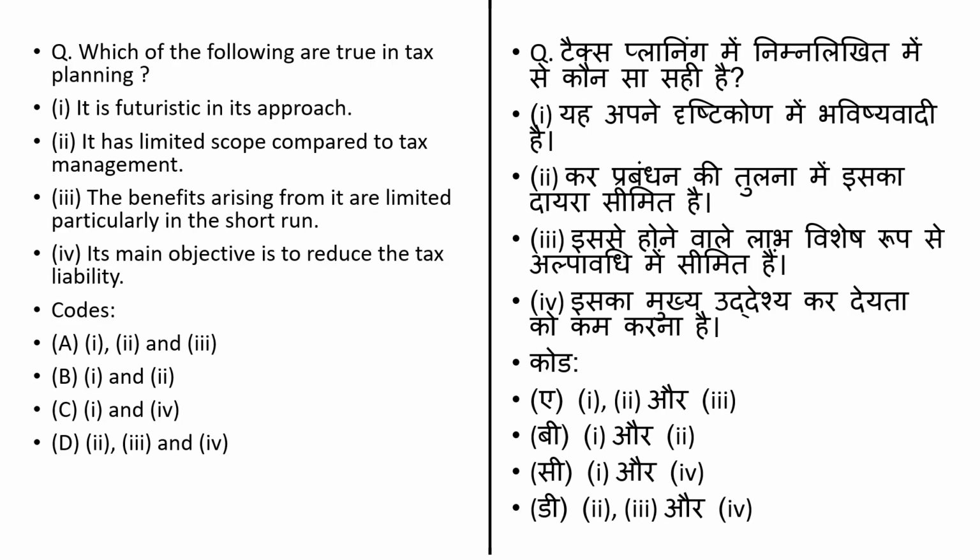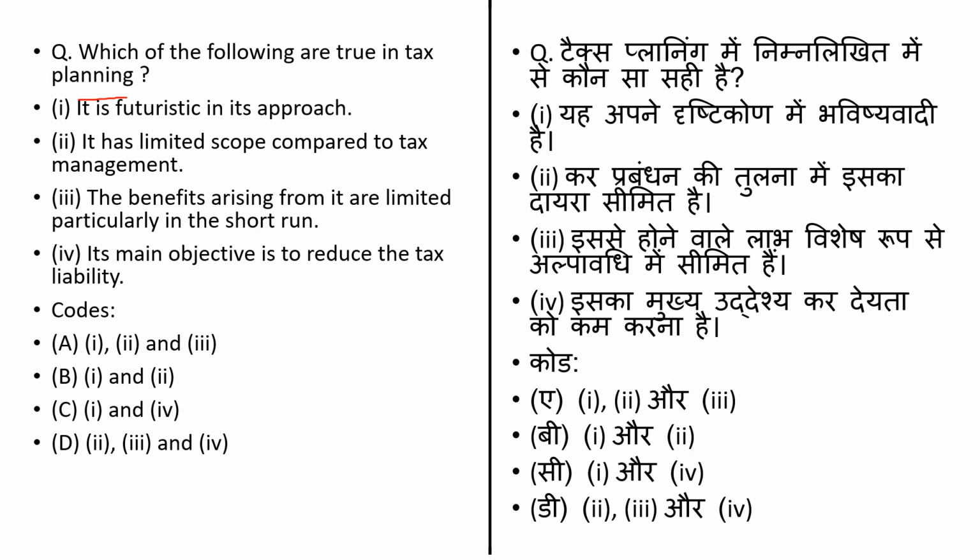Which of the following are true in tax planning? In this question they ask which is true in case of tax planning. To answer this question, first of all you have to know what tax planning is. Tax planning can be defined as an arrangement of one's financial and economic affairs by taking complete legitimate benefit of all the deductions, exemptions, allowances and rebates so that tax liability is reduced to the minimum.